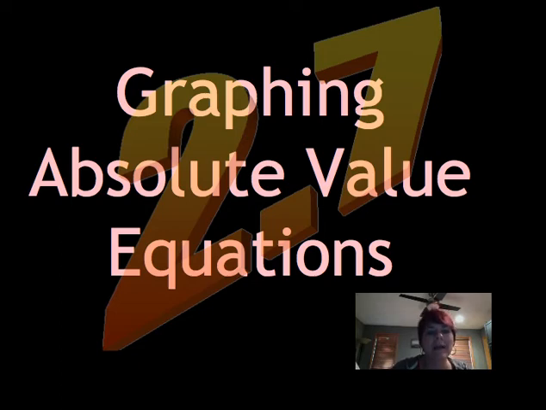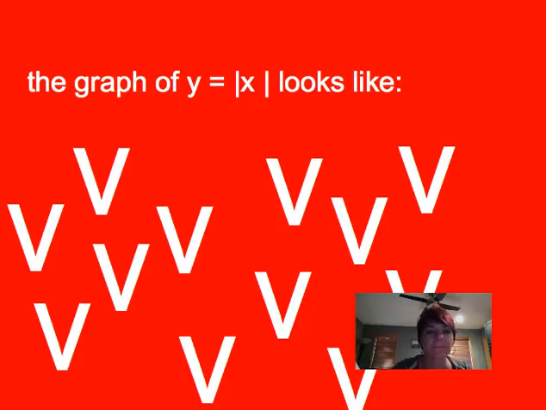All right, we are ready for section 2.7, graphing absolute value equations. First of all, you need to know that the graph of y equals the absolute value of x looks like a V shape. That's why I have all the V's there. The graph will look like a V shape. It could be an upwards V and it could be a downward V.